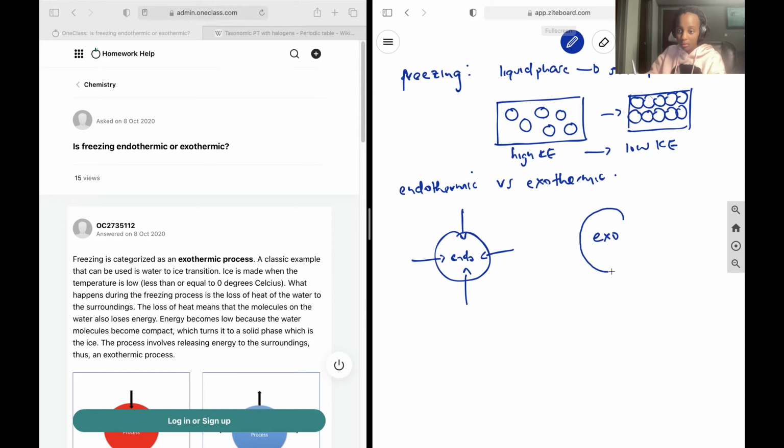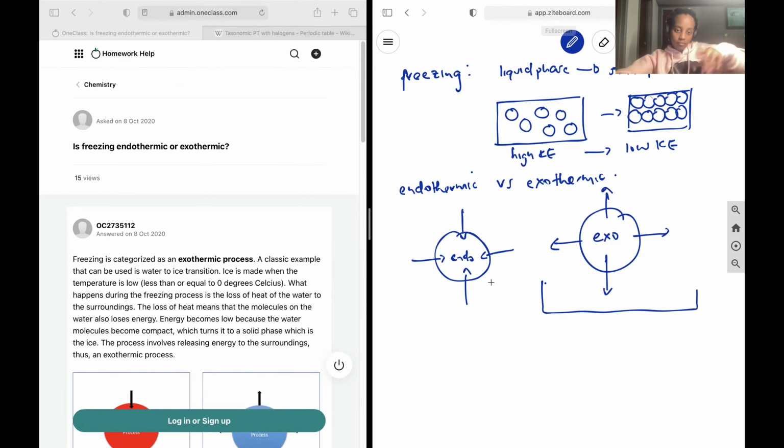And exothermic is the opposite. Energy is flowing out. Now, we already described that in this case, it's going from high kinetic energy to low kinetic energy, and that the energy can only be going one place, outside of the system, which clearly means that the process is exothermic. It's losing energy to its surroundings. So the final answer is that freezing is an exothermic process.